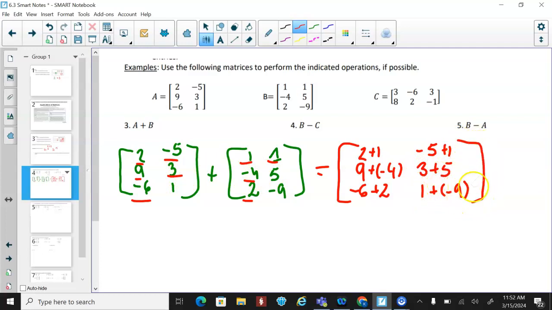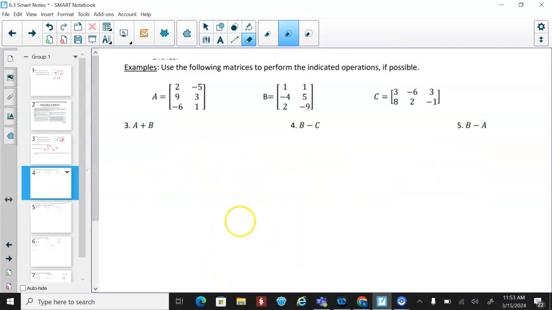Okay? Now, of course, you're going to add them together. So you are going to get a 3, a 5, -6 plus 2, it's -4. -5 plus 1, it's -4. Then an 8, and then 1 plus -9, it's -8. Okay? And that's your answer. That's your new matrix. Okay? All right. If you need to write that down, pause the video.